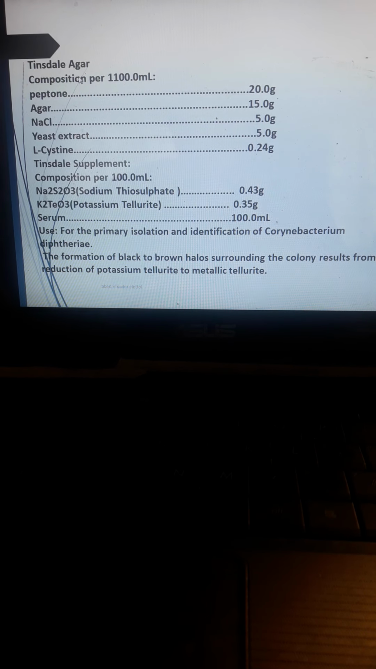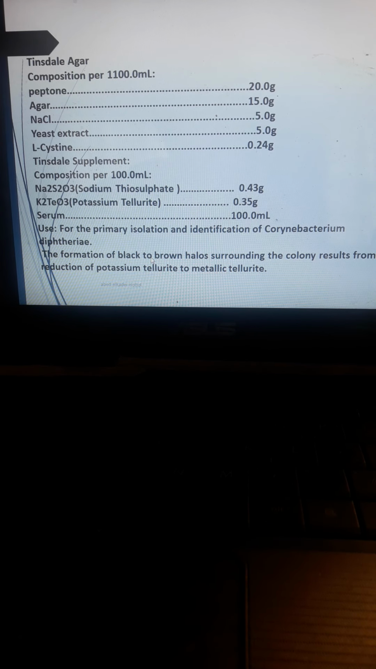Then you have Tinsdale agar, composition 1,100 ml. It has peptone, a source of peptides, agar, carbohydrate, sodium for the salt, yeast extract, L-cysteine, amino acids. The Tinsdale supplement composition is 100 ml: sodium thiosulfate 0.43 grams, potassium tellurite 0.35 grams, and serum, which is also a source of protein. For primary isolation and identification of Corynebacterium, there is usually a formation of a black halo surrounding the colony. That proves the presence of Corynebacterium.